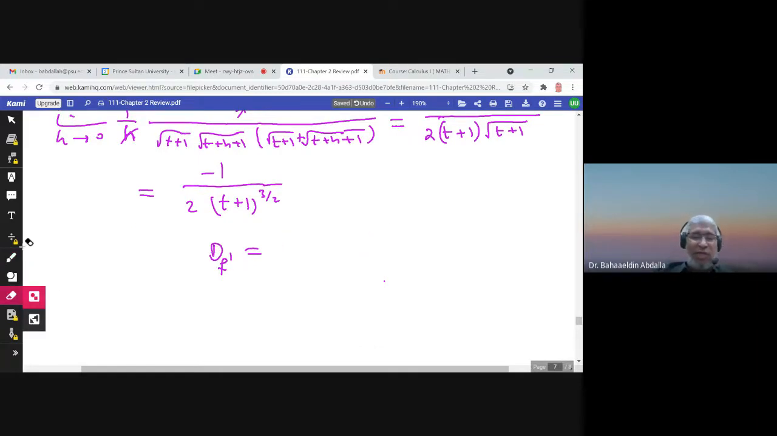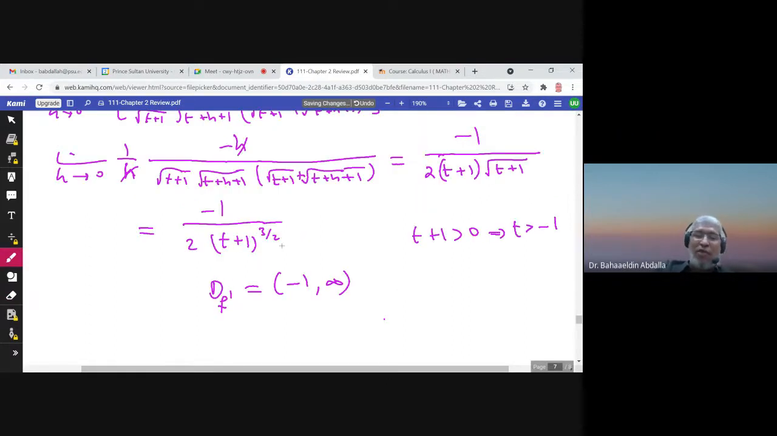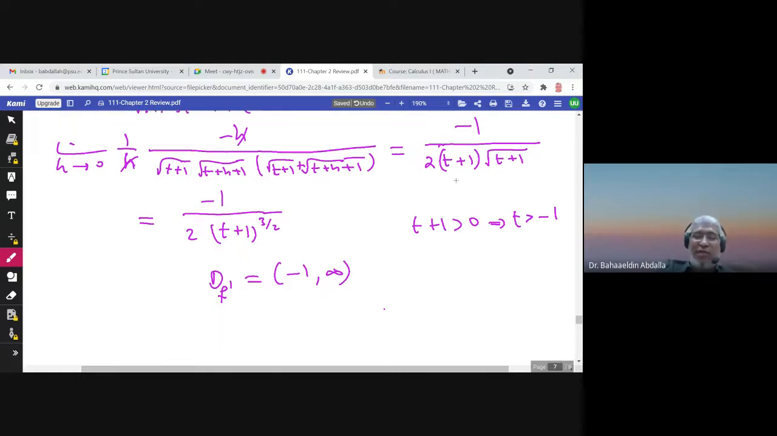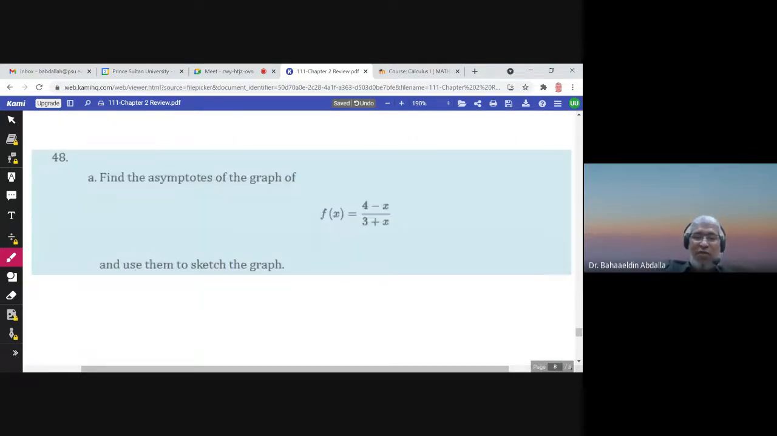It's not just a denominator, we have a root in the denominator. So t plus 1 should be greater than or equal to 0. So t should be greater than or equal to negative 1. But negative 1 is not accepted because it will make the denominator 0. So let us remove the equality sign. So the domain would be from negative 1, open, to infinity. And now if you replace t by any number in this interval, 0, 1, whatever, then the derivative would be defined. So this is the domain of the derivative.